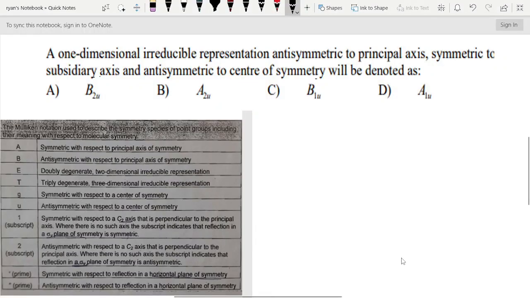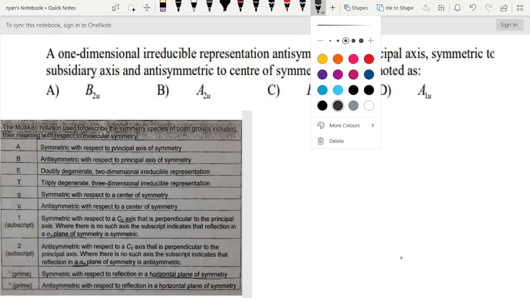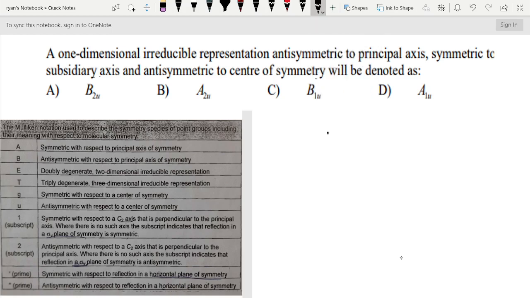Today I am going to discuss a few questions which were asked in the 2020 Kerala SET examination. Here the question is: one-dimensional irreducible representation antisymmetric to principal axis and symmetric to subsidiary axis and antisymmetric to center of symmetry will be considered as? Therefore here in the case of one-dimensional representation, they are labeled A and B depending on whether they are symmetric or antisymmetric under rotation about the principal axis.